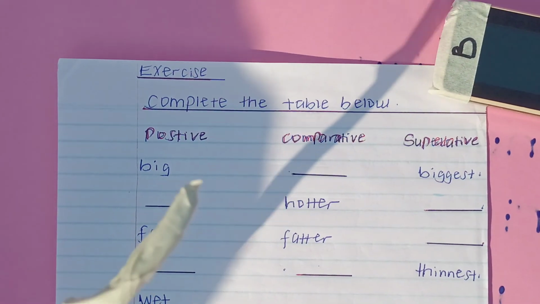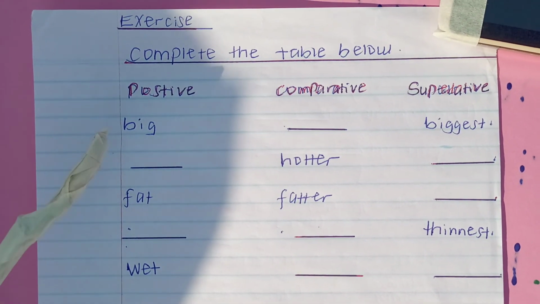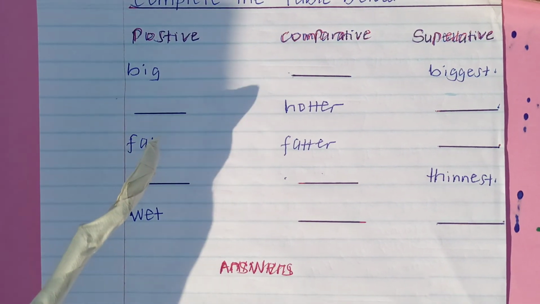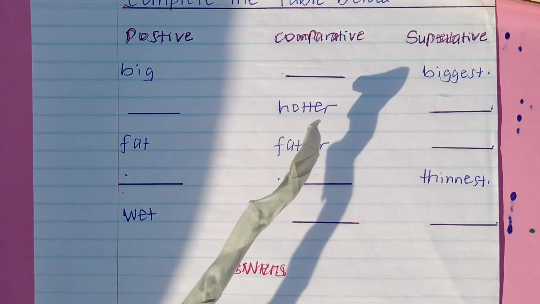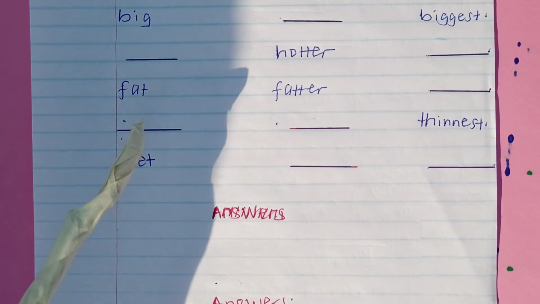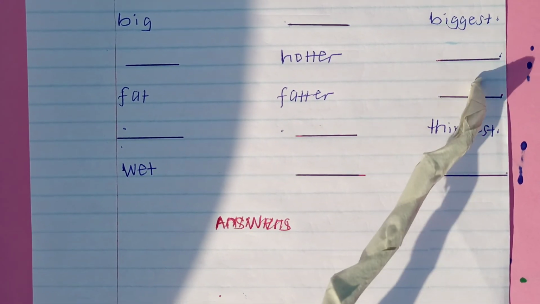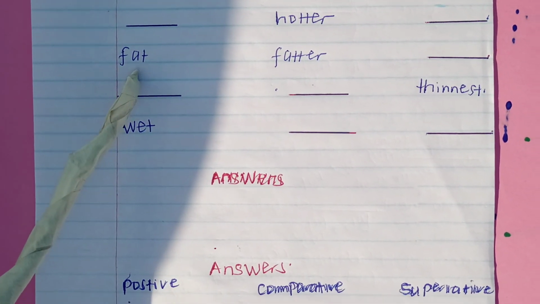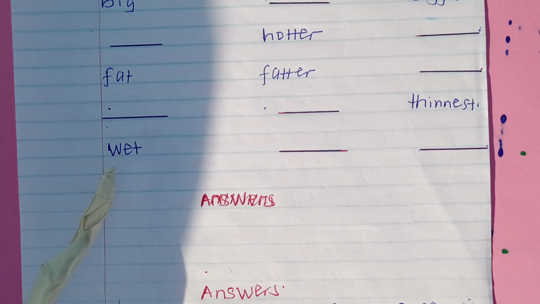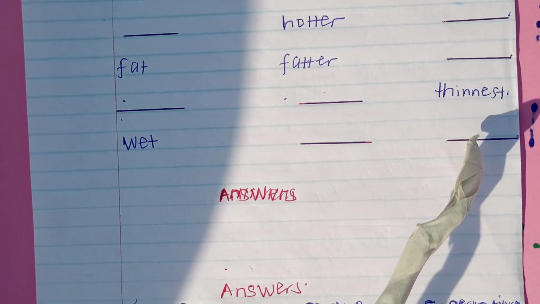Okay, here is our exercise. Complete the table below. Big in comparative, dash in superlative, biggest. Then in positive we have dash, in comparative we have hotter, in superlative we have dash. Then in positive we have fat, comparative, fatter, superlative, dash. Positive dash, comparative dash, superlative, thinnest. Positive wet, comparative dash, superlative dash.